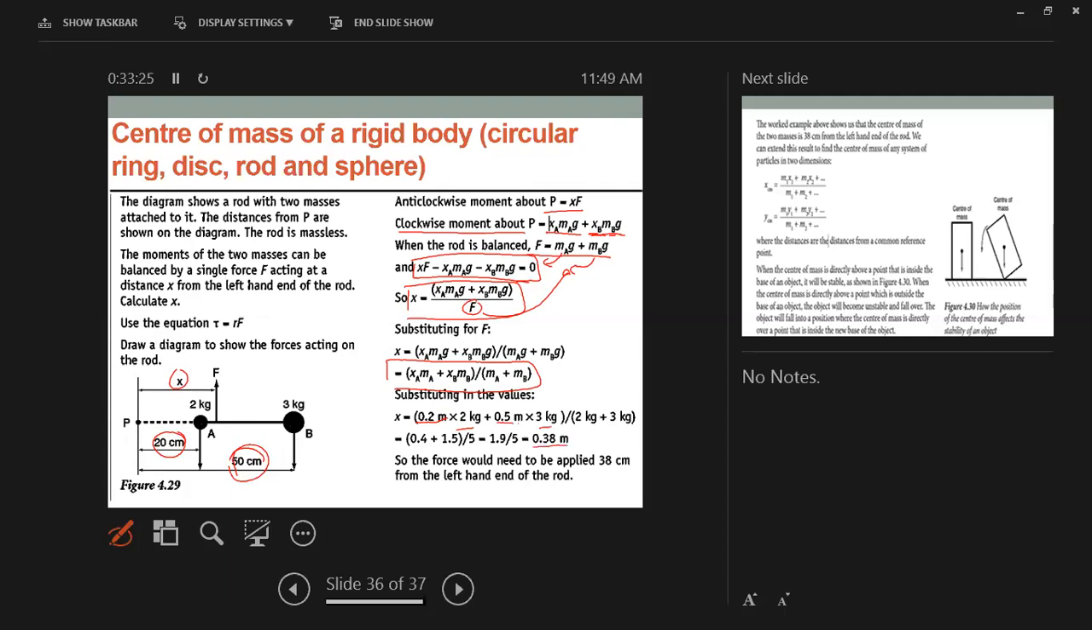What does this mean? This means the force needs to be applied 38 centimeter from the left hand end of the rod. When we apply this, the object will stand properly, in balance. Okay? If you don't apply the force at 38 centimeter from the left, the object will fall down. Okay, it is not going to stand. It is going to fall down and find its center of mass.